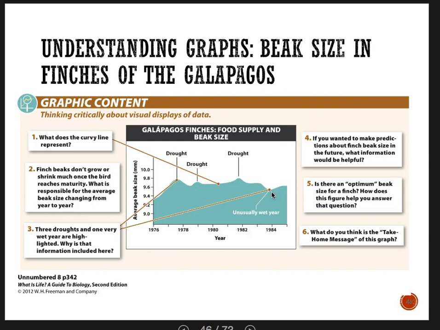And so what we see here is that there's no one perfect beak size. There's a whole bunch of different good beak sizes to have, depending on if it's a drought condition or if it's a wet condition. So no perfection. Sorry guys, evolution does not lead to perfection.